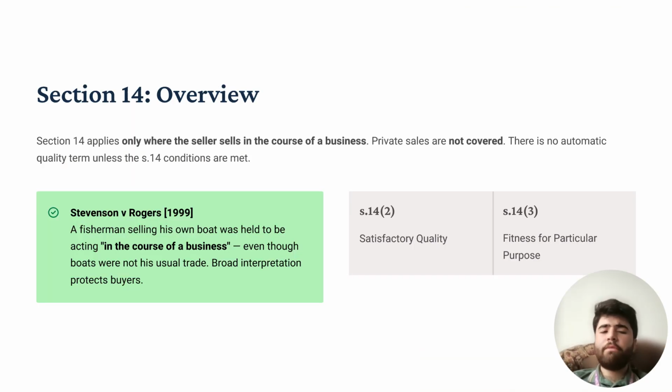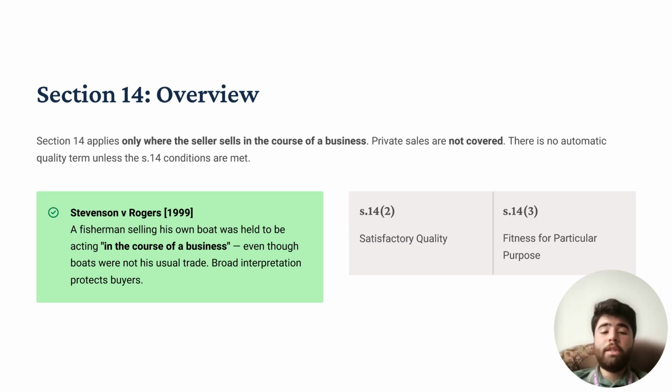Now we come to section 14, which deals with quality and fitness for purpose. Section 14, subsection 1 sets out the general rule: there are no automatic implied terms in quality or fitness for purpose unless the specific rules in section 14 apply. The most important point about section 14 is that it only applies where the seller is selling in the course of a business.